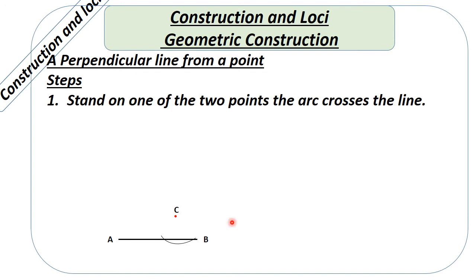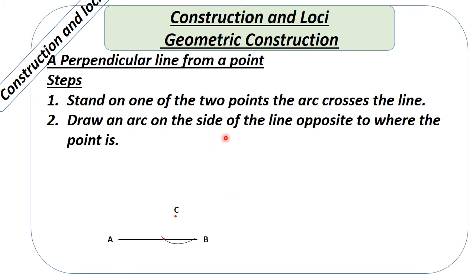Sorry, my numbering is bad. So step 5, you stand on one of the 2 points where the arc crosses the line. So it crosses the line here and here. You stand on one of the points, any, depending on which one you prefer. Then you go to the next step, which is you draw an arc on the side of the line opposite to where the point is.